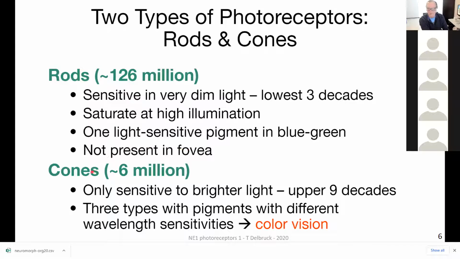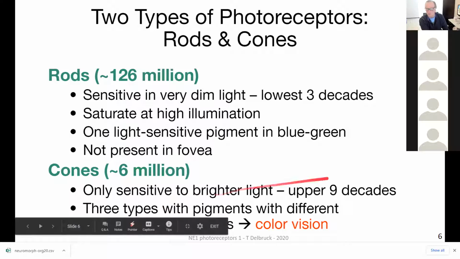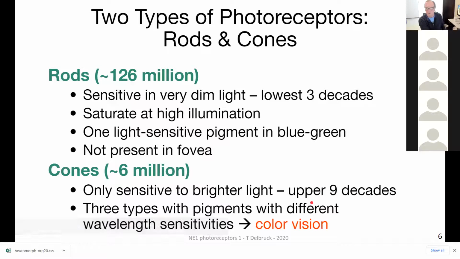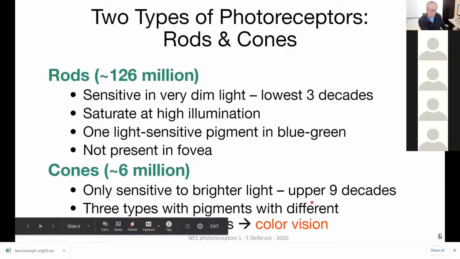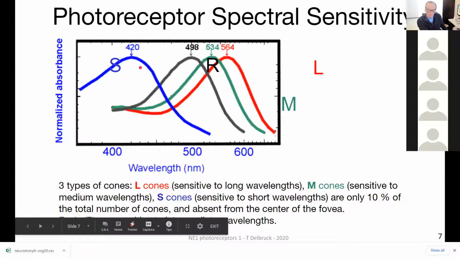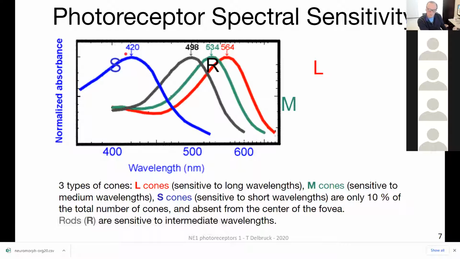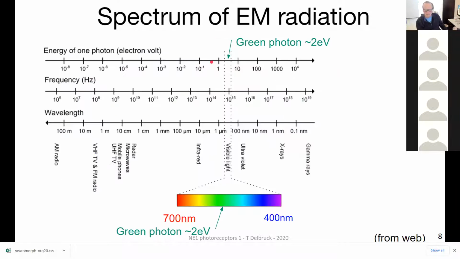The other photoreceptors you have in your eye, of which there are only 6 million, are cones. They're sensitive to the upper 9 decades of light intensity, and you have different color pigments that give you color vision. In fact, here is the photoreceptor spectral sensitivity for the different kinds of photoreceptors. This is the rod sensitivity, in the blue-green. And then there are the short, middle, and long wavelength pigments for the cone photoreceptors.